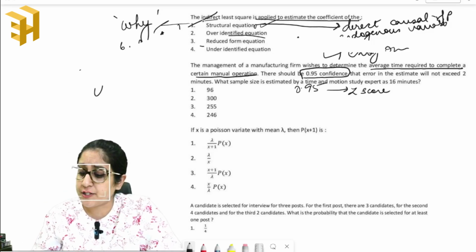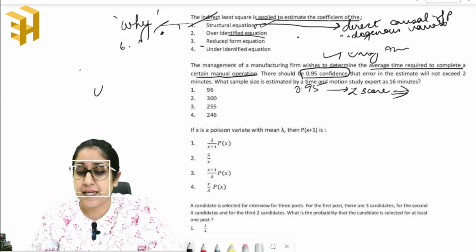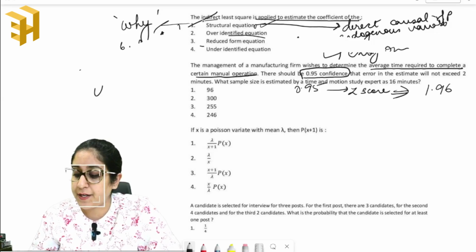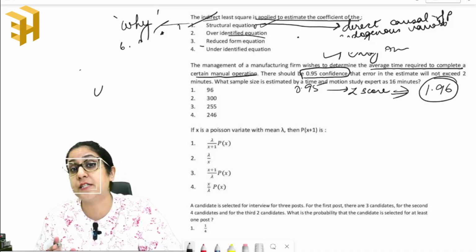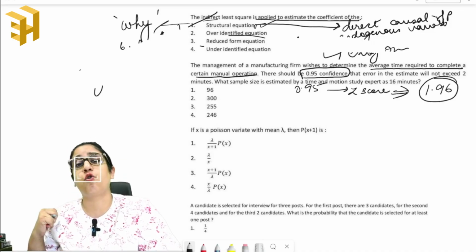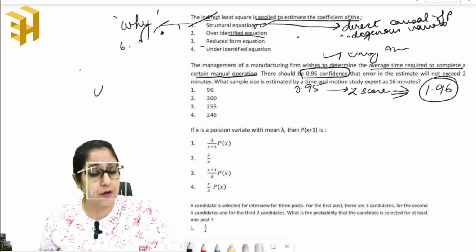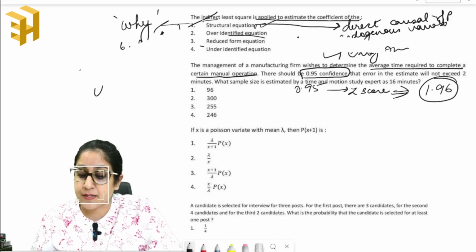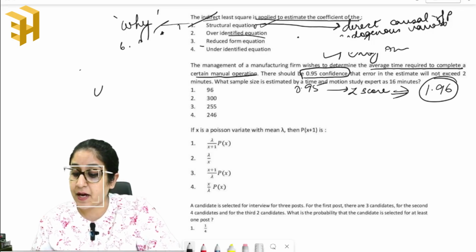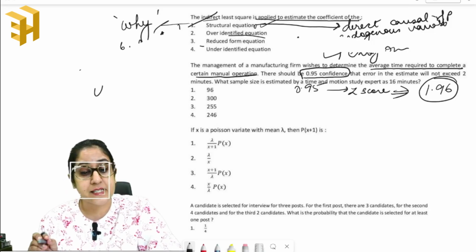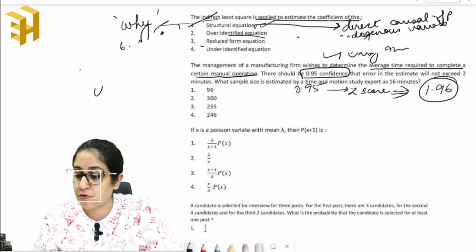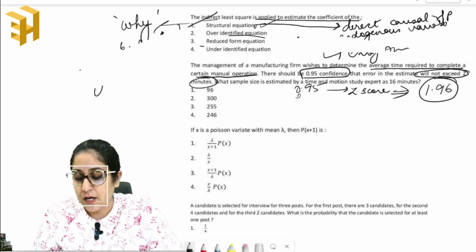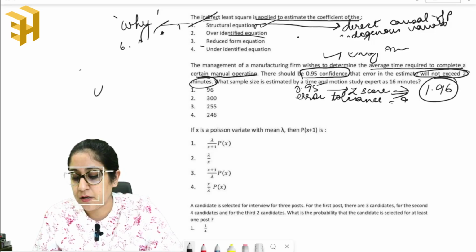So the Z score for 95% is 1.96. This should be very clear. You should know these values, for Z score, your T table, your F score, and so on. Then what we need to find is what sample size is needed, with the standard deviation estimated by a time and motion study expert as 16 minutes. Firstly, the tolerance level, the error tolerance, is given as 2 minutes.